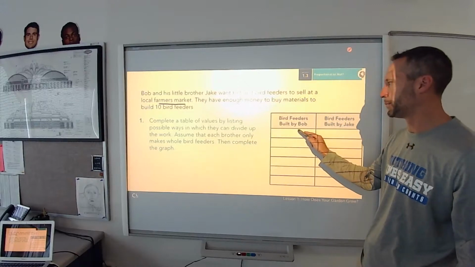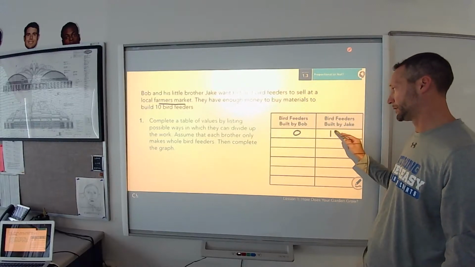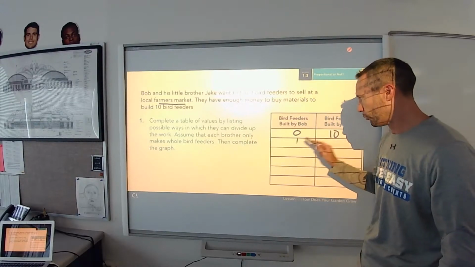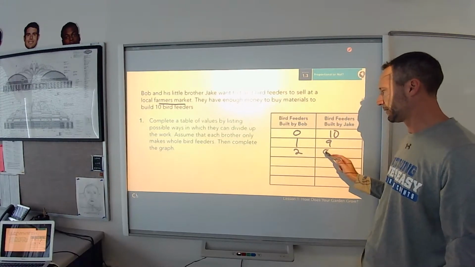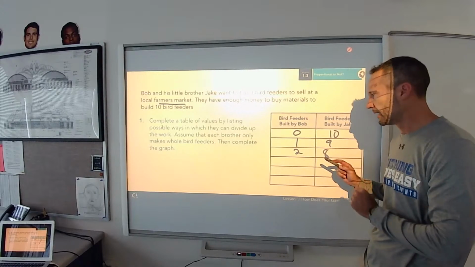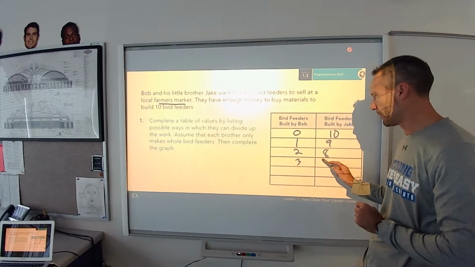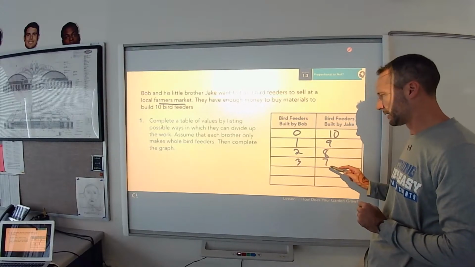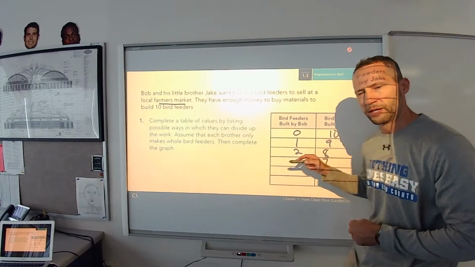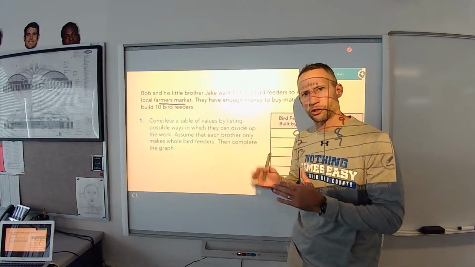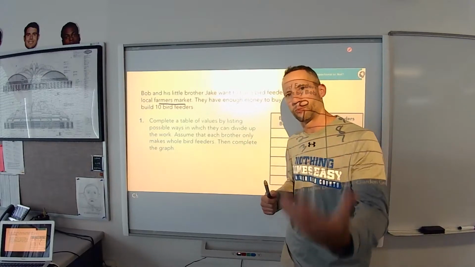So we said, okay, if Bob builds 0, Jake would obviously have to do all of it. If Bob built 1, Jake would build 9. If Bob built 2, so we get this idea of, okay, they just have to total up to 10. And we quickly noticed, oh, the more that Bob does, the less Jake does. And vice versa, the more that Jake does, the less Bob has to do. So this is a negative relationship that we started to talk about and will talk more about.